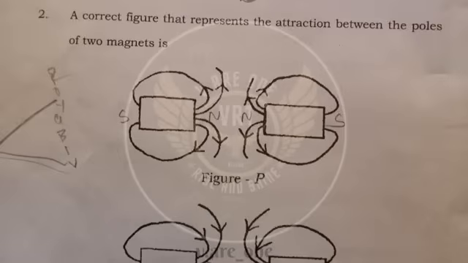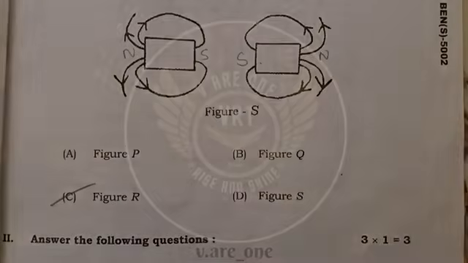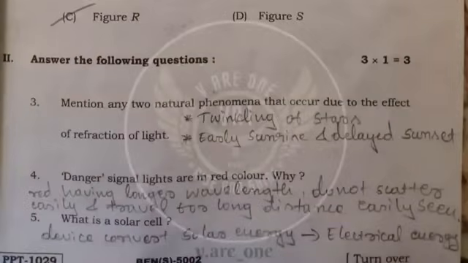Second question, a correct figure that represents the attraction between the poles of two magnets, and the answer is figure R. In second main, answer the following questions. Third question, mention any two natural phenomena that occur due to the effect of refraction of light. The answer: the first one is twinkling of stars, and the second one is early sunrise and delayed sunset.